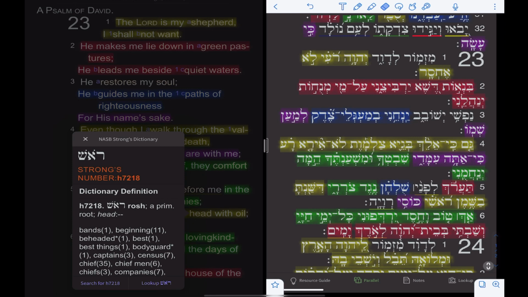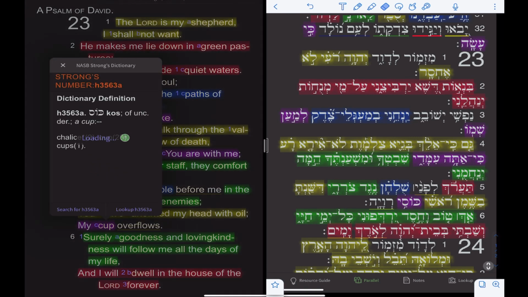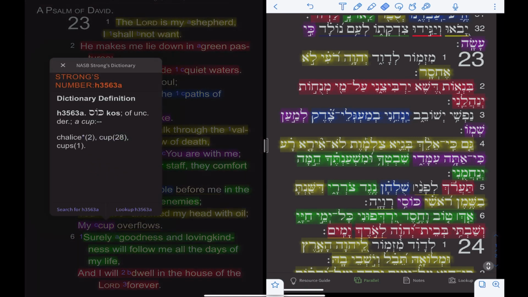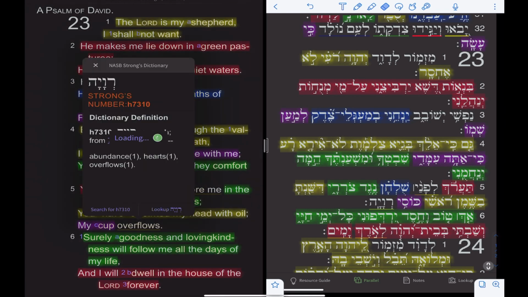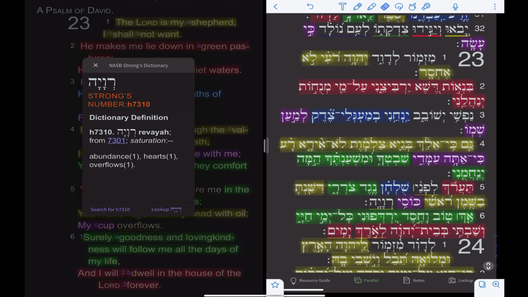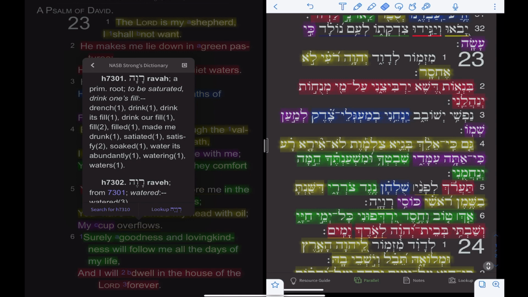Kosi. Kosi is a cup. My cup. Kos is cup, and then the yud again, just like here, is my cup. Kosi revaya. My cup overflows. Revaya. To saturate. It overflows, it saturates, it's abundance, right? It comes from rava, to be saturated.